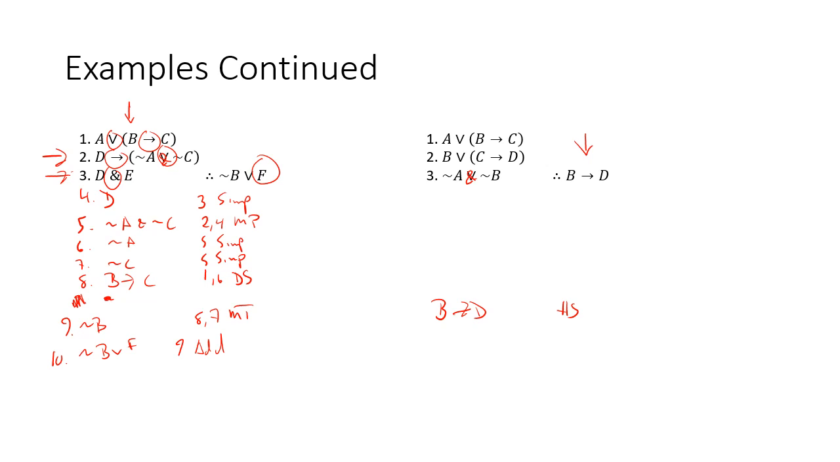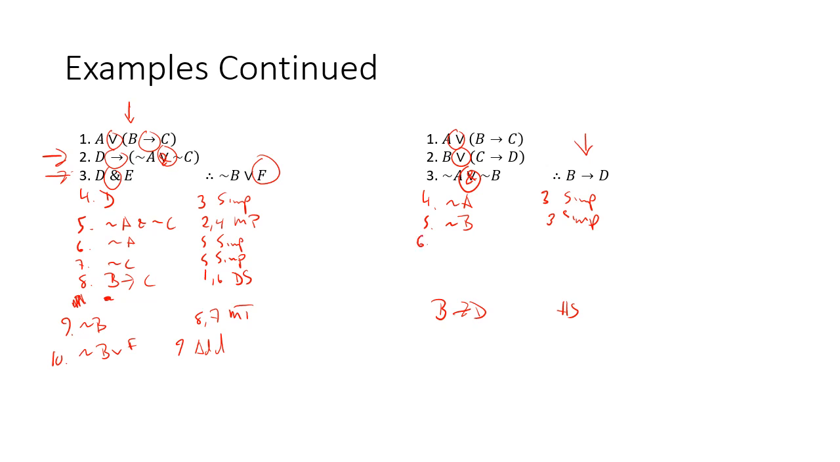So again, just looking at the premises, we've got an or that could be broken up with disjunctive syllogism, another or that could be broken up with disjunctive syllogism, and an and that could be broken up with simplification. So we'll start there. So we'll simplify line 3 to get not A, and to get not B, so we'll simplify both because we need both.